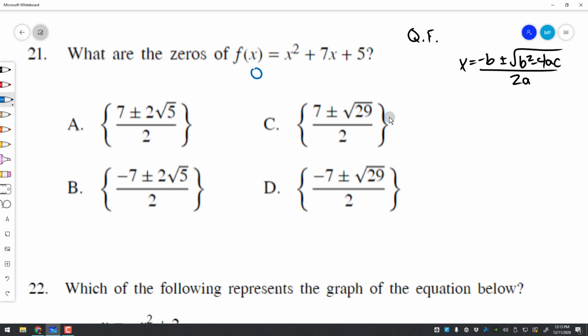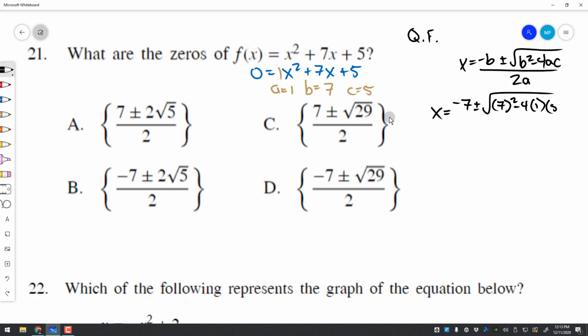So I want to make sure my quadratic is set equal to 0. And then we can identify a, b, and c. In this case, a is 1, b is 7, and c is 5. All nice positive values. So let's substitute in the opposite of b plus or minus the square root of b squared minus 4 times a times c all over 2a.